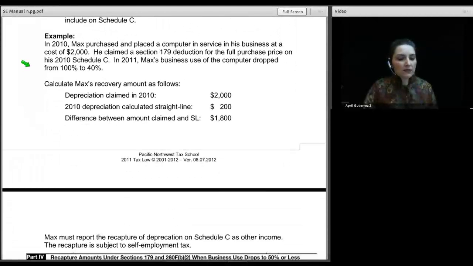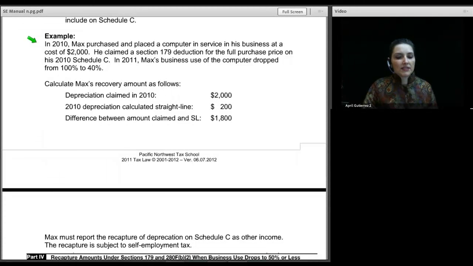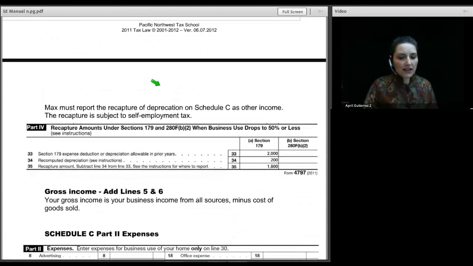So let's look at an example of what I mean by that. In 2010, Max purchased and placed a computer in service in his business at a cost of $2,000. He claimed a Section 179 for the full purchase price on his 2010 Schedule C. Then in 2011, his business use of the computer dropped from 100% down to 40%. So the depreciation he claimed in 2010 was $2,000. The amount that he should have claimed straight line is $200. So the difference that he has to recapture is going to be $1,800. And he will enter that on line 6 as other income.